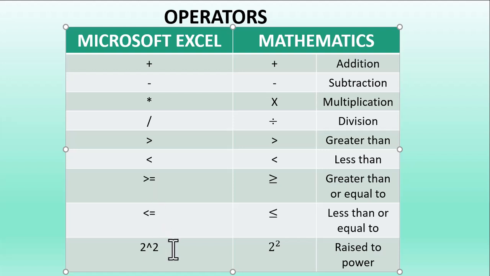So over to this one. 2 raised to power 2. In mathematics, this is the way we write it. 2 raised to power 2. Then in Microsoft Excel, we now do 2 caret 2. This sign can be seen in number 6. Press Shift and the number 6. Shift 6 gives you this caret sign. 2 raised to power 2. To get that done, just press 2 on the keyboard, hold down the Shift key, press 6 and press 2.